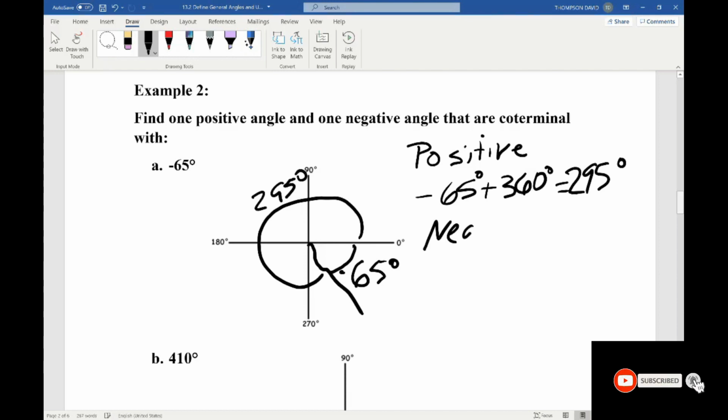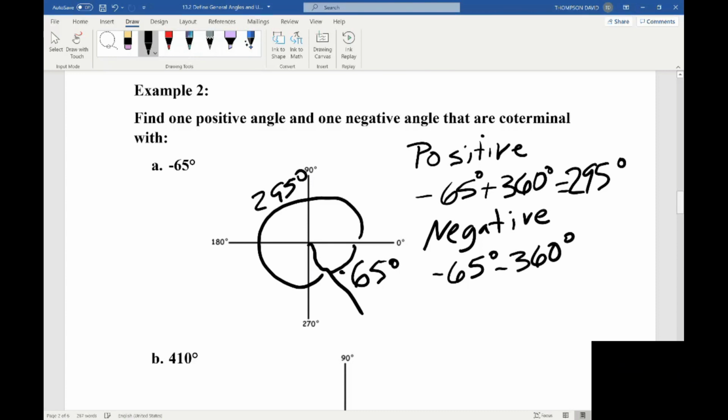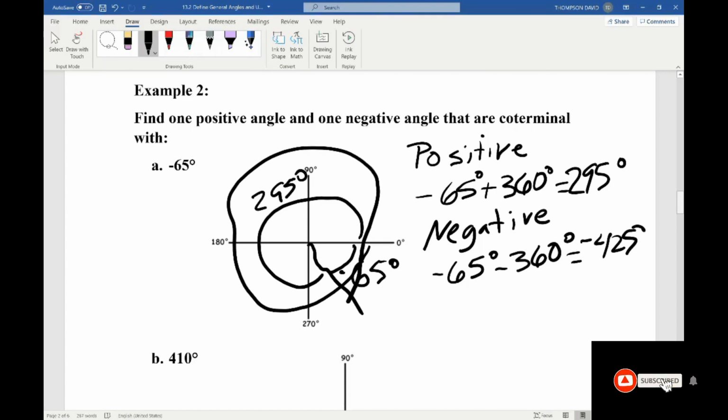Now we get our negative. We're going to take negative 65 and we're going to subtract 360 degrees. And when we subtract, I'm going to get negative 425 degrees. So going all the way around, we get 425 degrees. And there's our one positive, one negative.